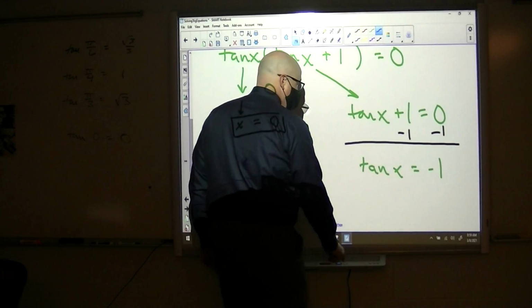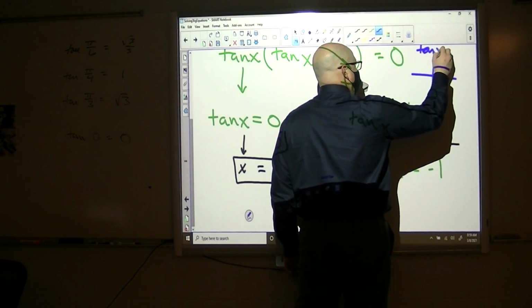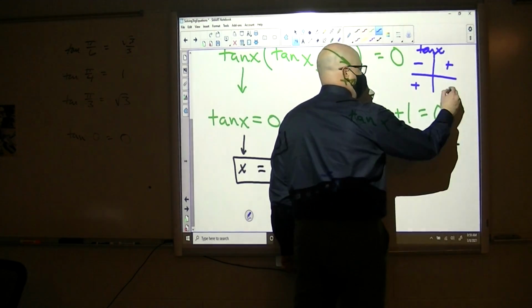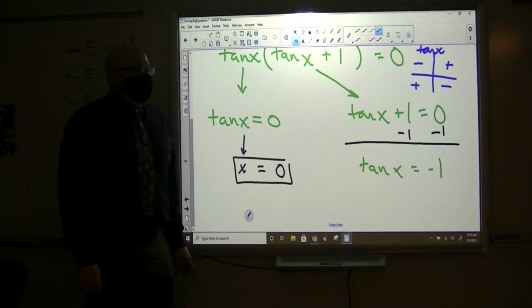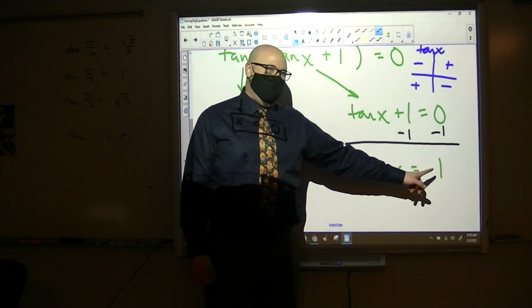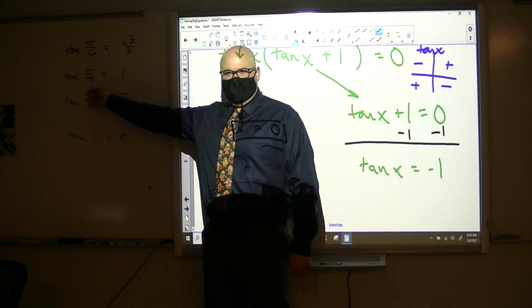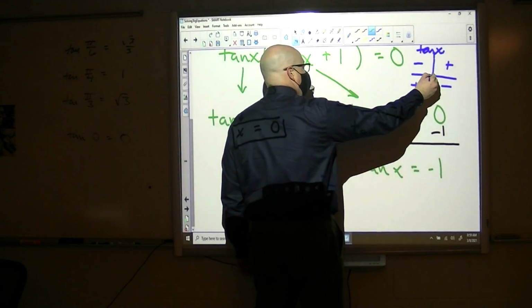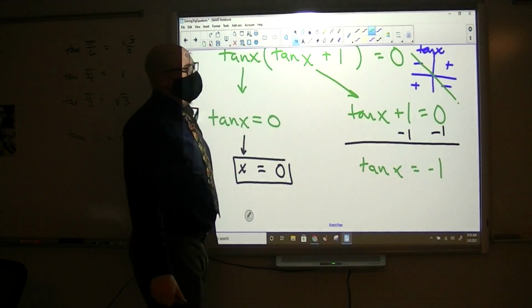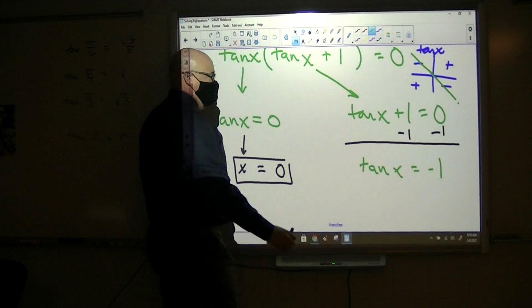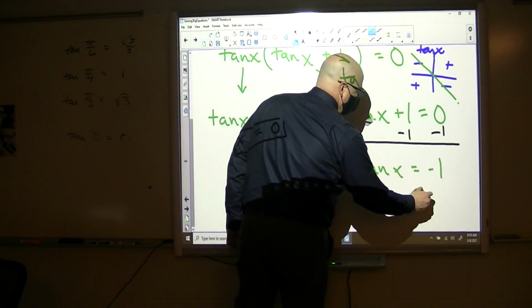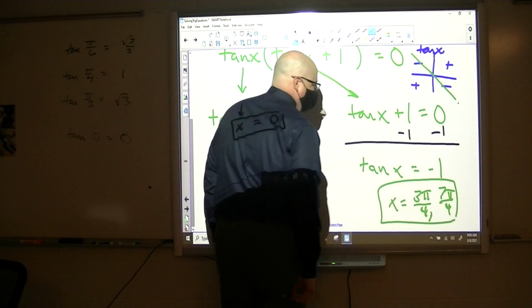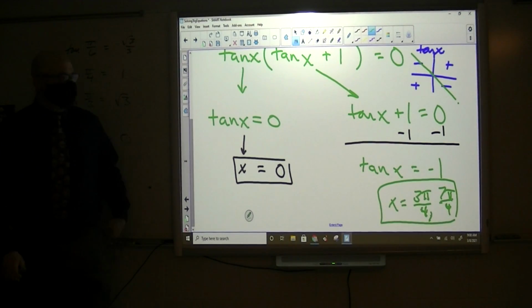I've shown you guys this before. Tan x is positive in quadrant 1, negative in quadrant 2, positive in quadrant 3, and negative in quadrant 4. So when we're asking ourselves what angles have a tangent value of -1, we know that they are pi over 4 angles, but specifically for this problem, they're the pi over 4 angles in quadrants 2 and 4, where tangents are supposed to be negative. So these outputs are specifically 3 pi over 4 and 7 pi over 4.